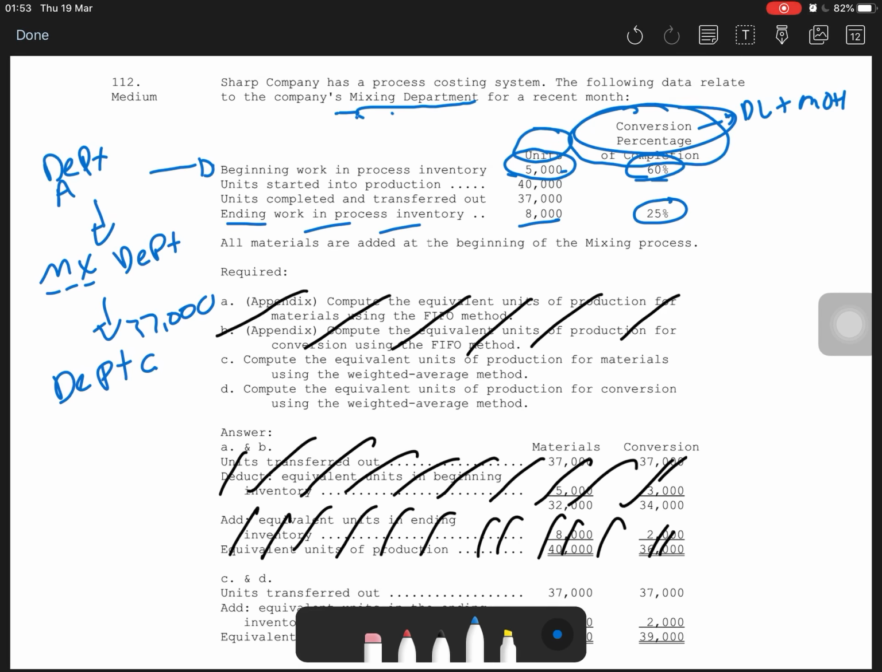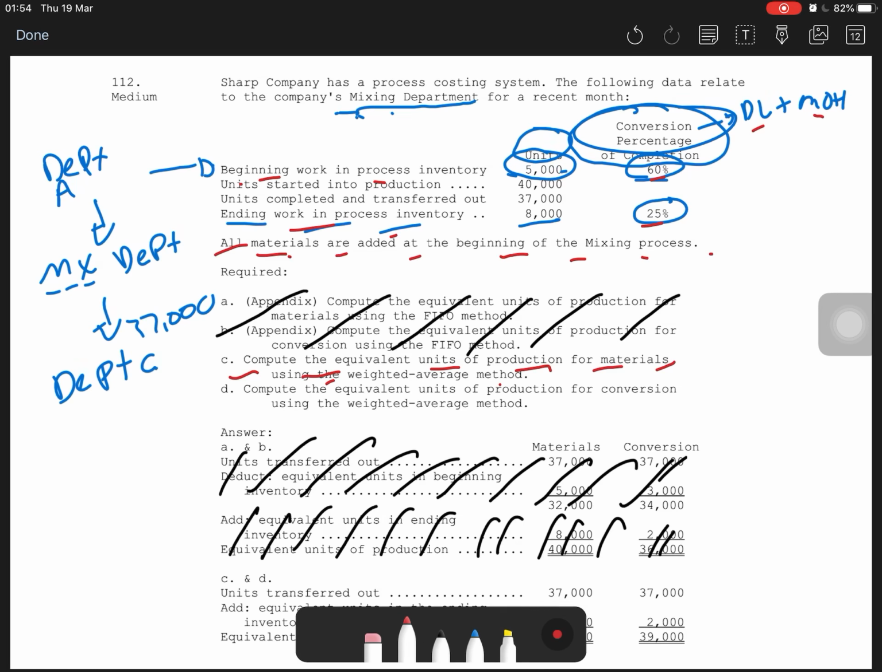It says all materials are added at the beginning of the mixing process. Remember, the manufacturing cost is materials plus direct labor plus manufacturing overhead. All of the materials are already input. The direct labor and manufacturing overhead are just 60% in the beginning work in process and 25% for the ending work in process.